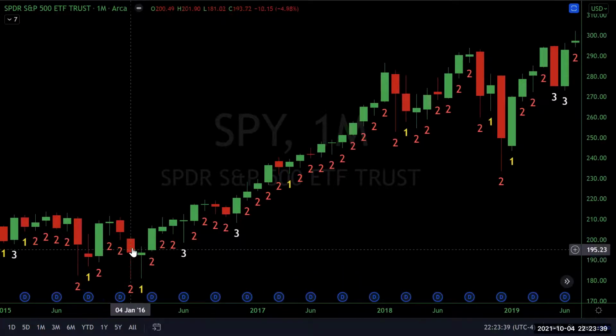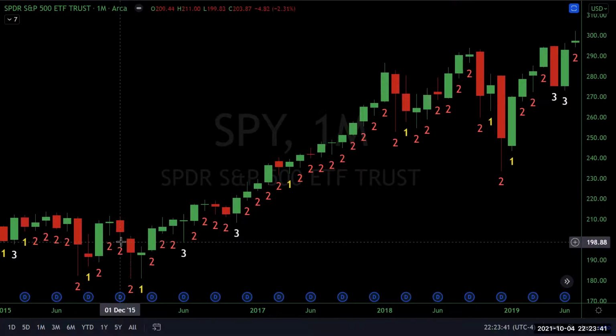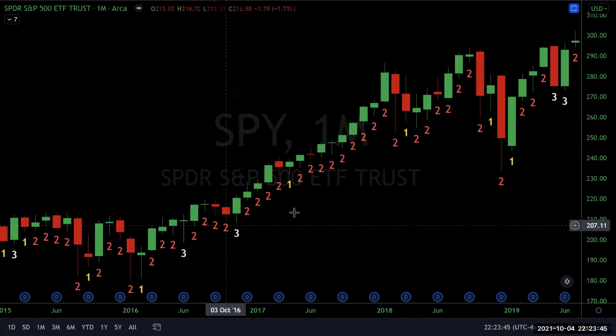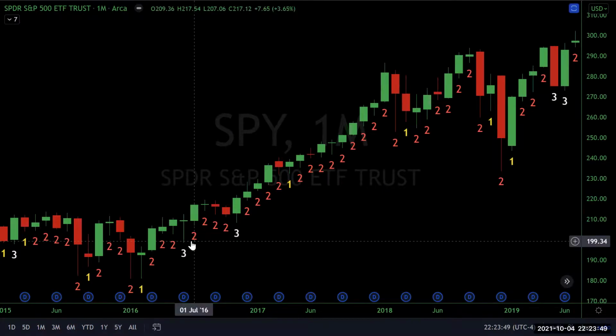All right, yeah. So this is a 2 down. It broke the low of this candle. You got the 2 down here. The way you play the 2s, I mean, the 2s are directional. The 2s are like trends. You get me? The 2s are breaking highs and breaking lows. That's it. The 2 breaks a high or it breaks a low. That's what the 2 does.